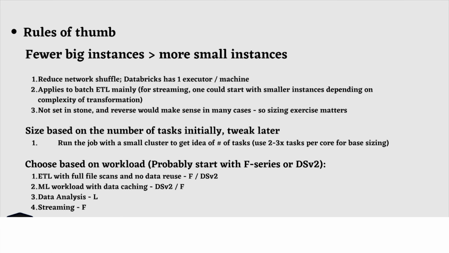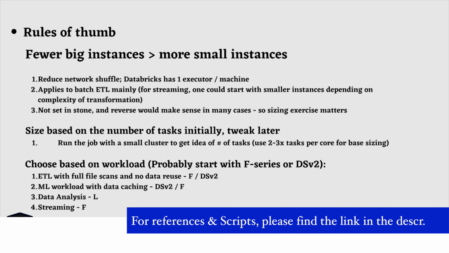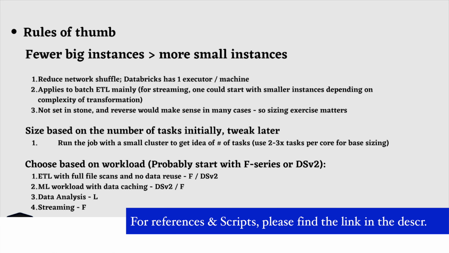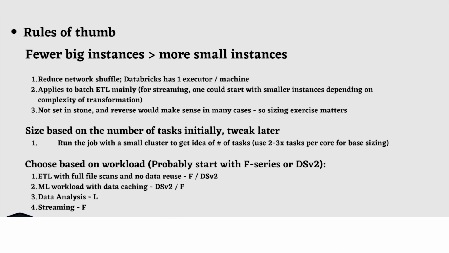Not only that, there are some rules of thumb as well. That means fewer big instances are always better than more small instances. This is going to help to reduce network shuffle. Also, you can apply this to batch ETL mainly. And lastly, not set in stone, and the reverse would make sense in many cases. So the sizing exercise matters. Secondly, size based on the number of tasks initially. We can check the number of tasks, and then based on that we can resize our cluster and later we can tweak it according to our requirement. Then the last option would be to choose based on the workloads. Initially we can start with F series and later on we can also change it.